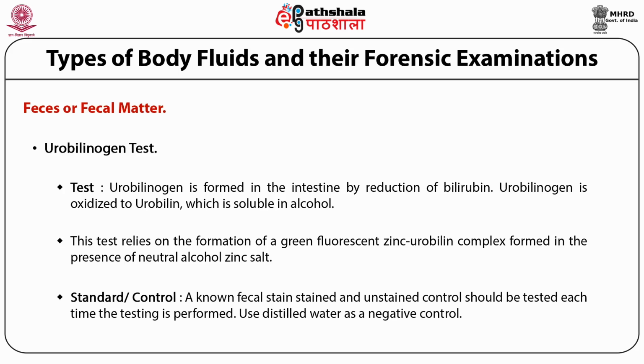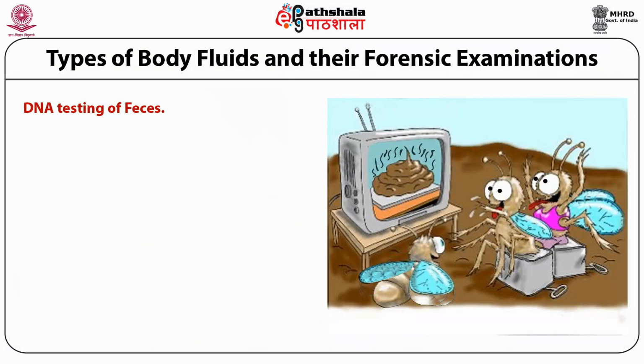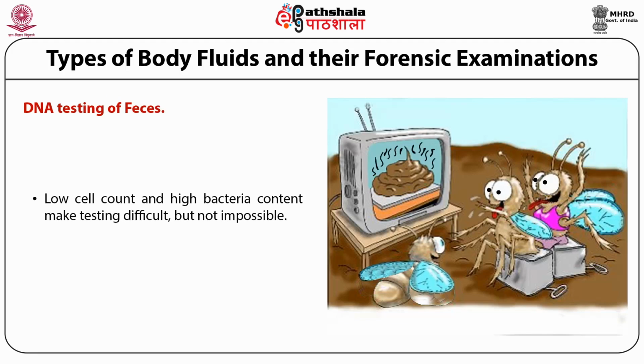Stained and unstained controls should be tested each time that testing is performed. Use distilled water as a negative control. DNA testing for the feces: low cell count and high bacteria content make testing difficult but not impossible, as shown in the slide.